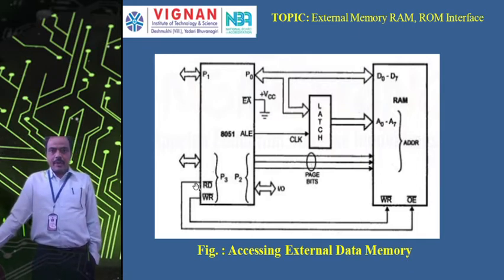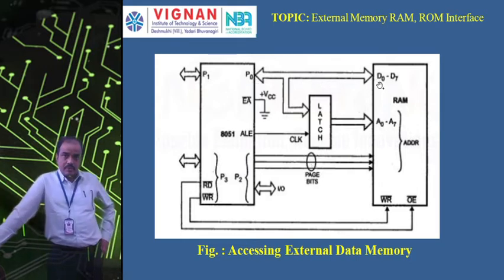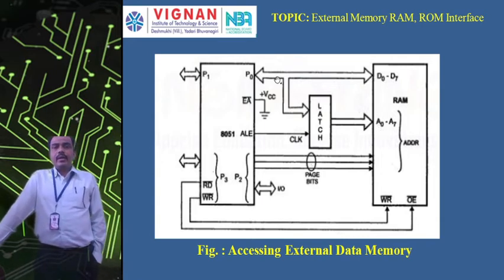The RD bar pin of the 8051 microcontroller has to be connected to the output enable pin of the external RAM, and WR bar is connected to the write pin of the external RAM. Similarly, the port 0 bits P0.0 to P0.7 are directly connected to D0 to D7 of the external RAM, and the same bits, which are multiplexed address and data lines, are connected to A0 to A7 through a latch. EA bar is connected to VCC and ALE is connected to the clock signal of the latch.